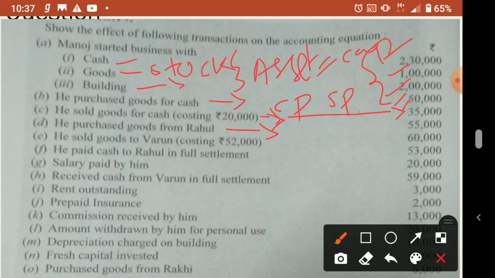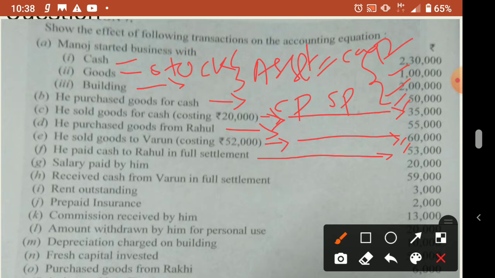Creditor, remember. Now again he sold goods to Varun costing 52,000. The 52,000 goods he sold for 60,000, that means 8,000 rupees profit. Always remember, this is cost price and this is selling price. He paid cash to Rahul in full settlement. On another day he paid money to Rahul, whatever he had to pay in full settlement.